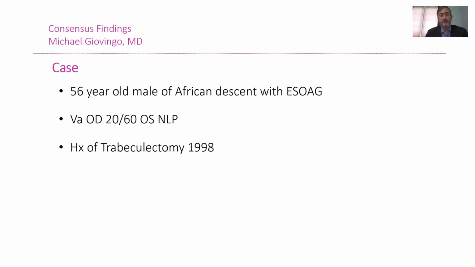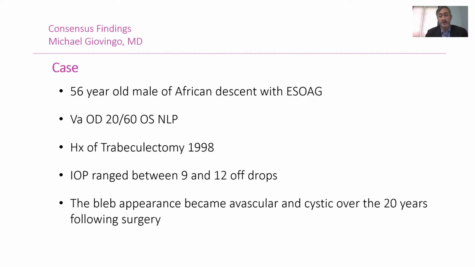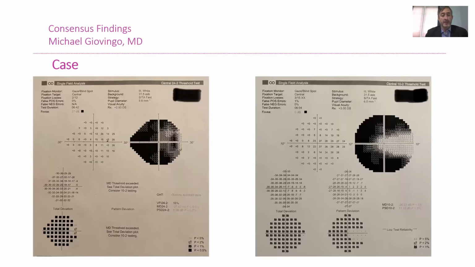A former partner of ours did a trabeculectomy in 1998, and it was doing great. The patient, in his only eye, ranged from 9 to 12 off drops. This person's been awesome. But as they all end up, the bleb was quite cystic, avascular, and growing more and more onto the cornea. This is our patient's field, the 24-2 on the left and the 10-2 on the right. It goes without saying this is a patient with extremely bad glaucoma.